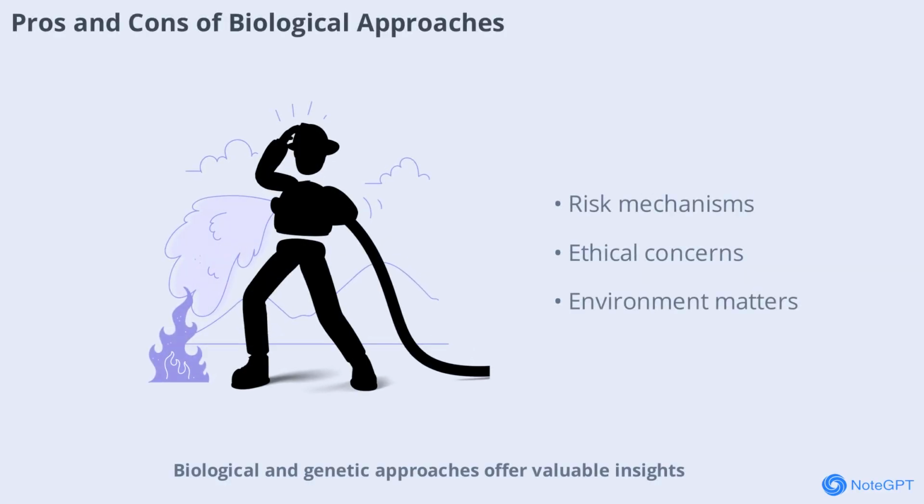Biological and genetic approaches offer valuable insights into risk mechanisms and can inform tailored interventions. They can help with early identification and prevention if used ethically. However, no biological marker is specific enough to explain crime by itself. There's also a risk of biological determinism and stigma, and many findings are correlational. Social and environmental factors remain strong predictors of crime patterns.